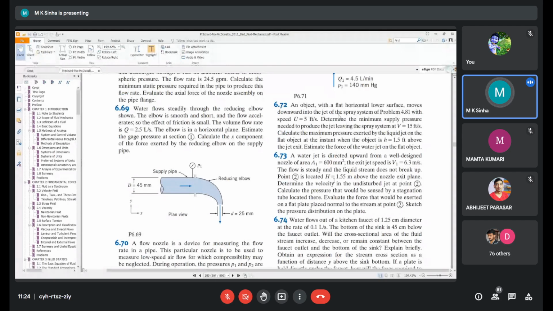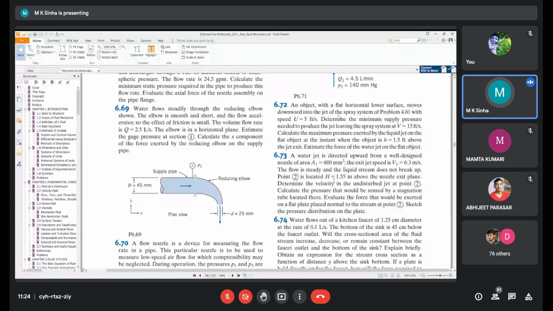6.73. A water jet is directed upward from a well-designed nozzle of area A1 equal to 600 millimeter square. The exit jet speed is V1 equal to 6.3 meter per second. The flow is steady and the liquid stream does not break up. Point 2 is located H equal to 1.55 meter above the nozzle exit plane.